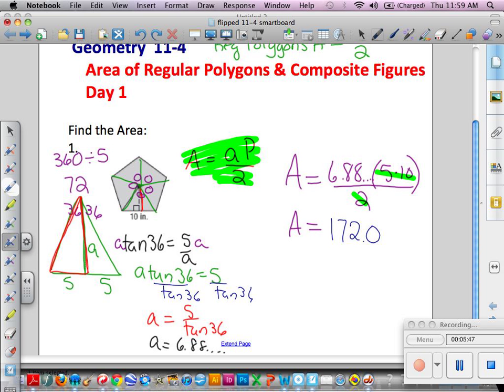172.0 inches squared. Now, if you don't keep that calculator full on the apothem here, if you round, you're going to end up having a different answer. Don't round, please. Keep those calculators full. I'm writing this information down so that I'm communicating that. But we need to keep our calculators full.